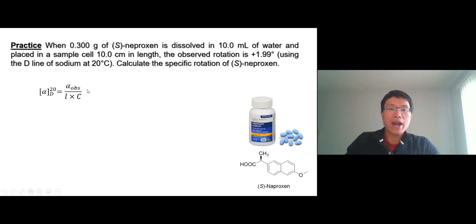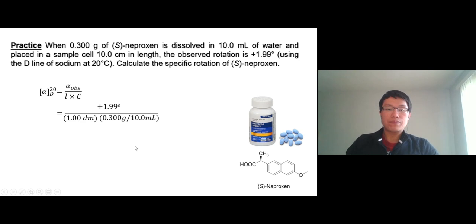Just plug in, super simple. Observed rotation is plus 1.99 degrees. The length is 1 decimeter, and the concentration is 0.3 gram over 10 milliliters. Do the math: plus 66.3. This is 3 sig figs, so don't forget about the significant figures. That's super simple. S-naproxen in general rotates the plane of polarized light by 66 degrees.